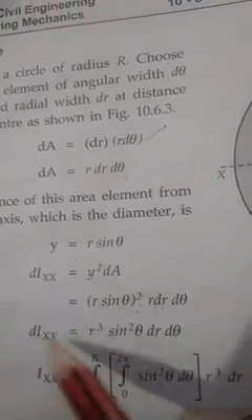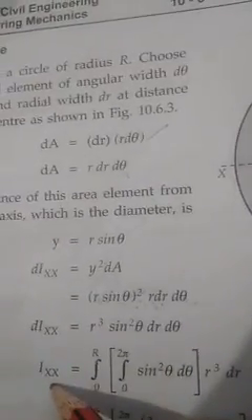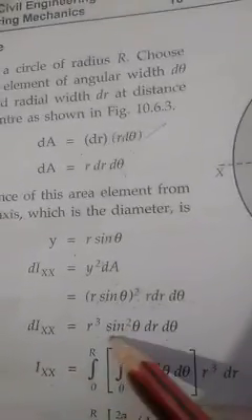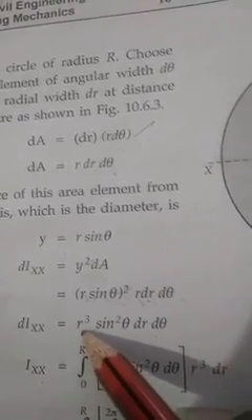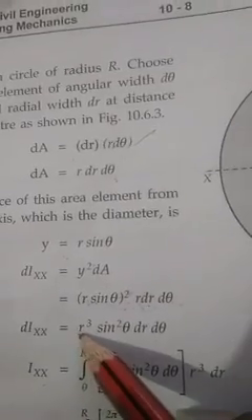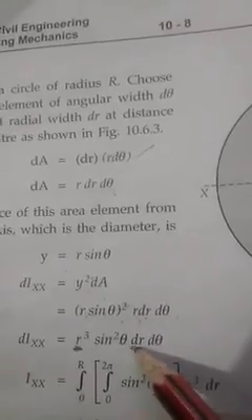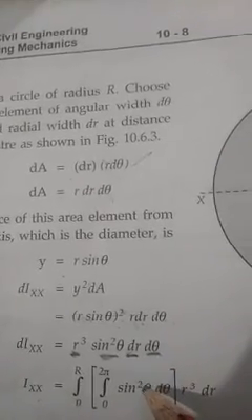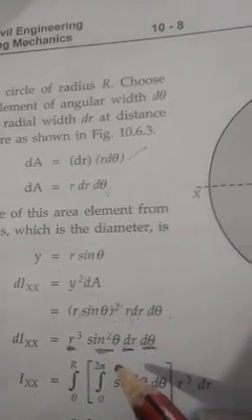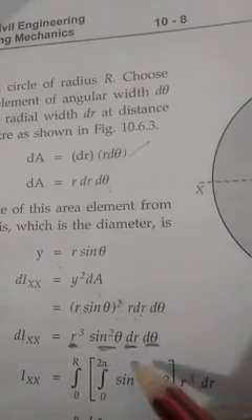Okay, now integrate on both ends. If you integrate dI, you will get I with respect to xx. Now r cube, first there are two terms. Two variables are there, that is r with dr, and sine square theta with d theta. So what you have to do is integrate twice. So first you integrate each term.